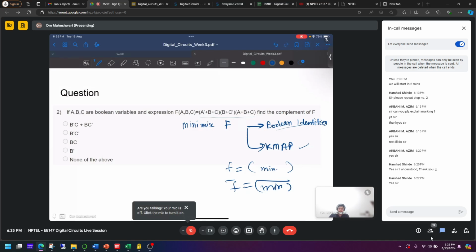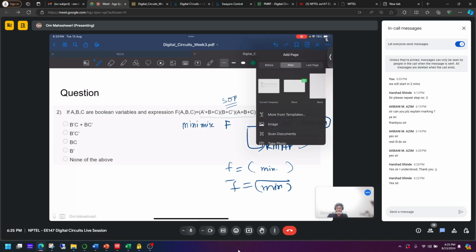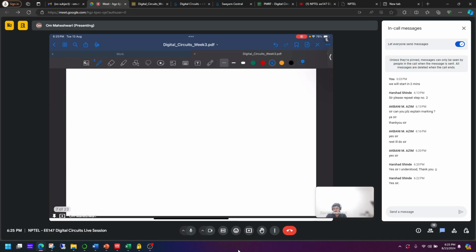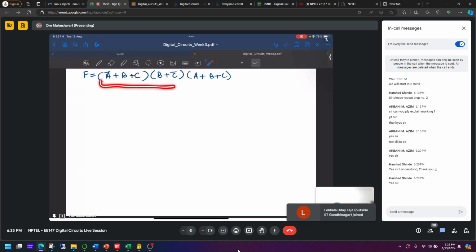Okay, since this is not in SOP form, it will be difficult for you the first time to make a K-map out of it. So let's just try this one with Boolean identities first. Right? So let us solve it. You have F equals A bar plus B plus C, B plus C bar, A plus B plus C. Right? So first step, what you can do is multiply these two.